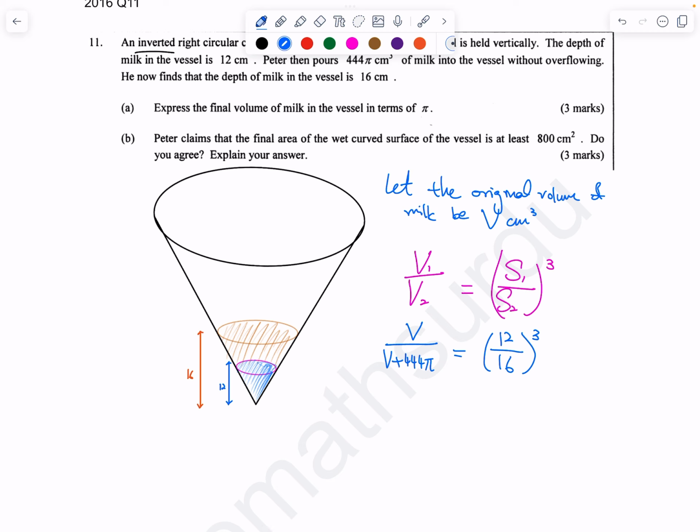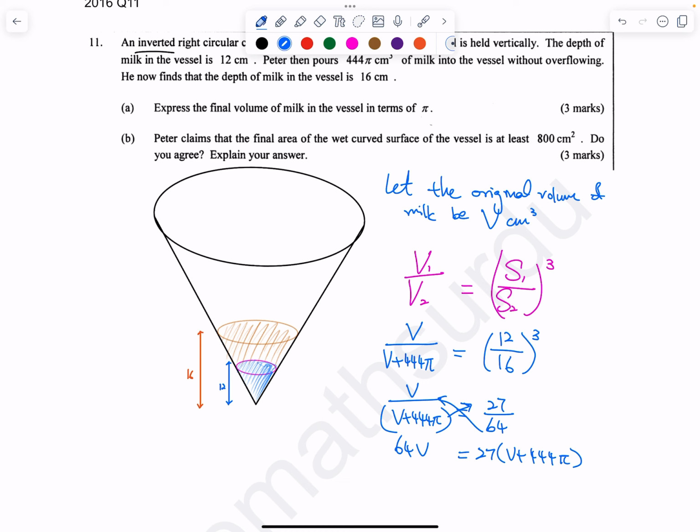So you can simplify this first. That's 3 over 4. And then you have a cube of it. So 27 over 64. And then how about this one? It's just simple calculation. The bottom part goes up. This goes up. 64V, 27V plus 444 pi. And then help to calculate everything, because this goes in, this also goes in, because I don't really have calculator. You don't need to click pi because in the end we need it. So you will find out that V is 324 pi.